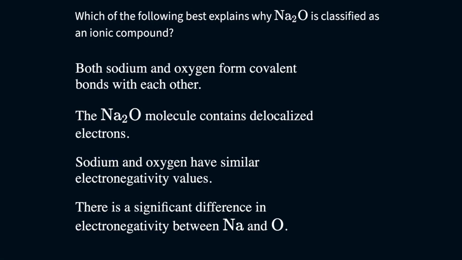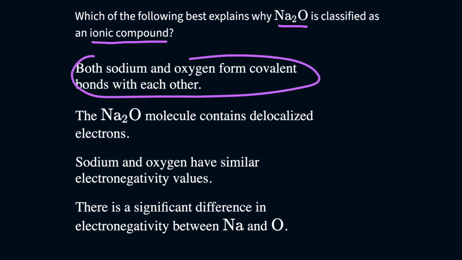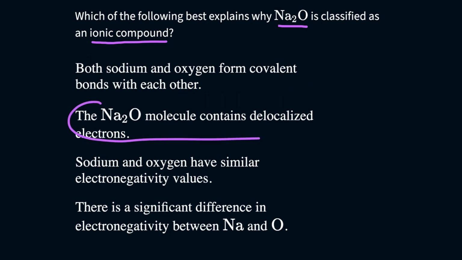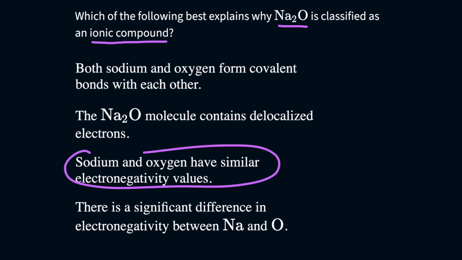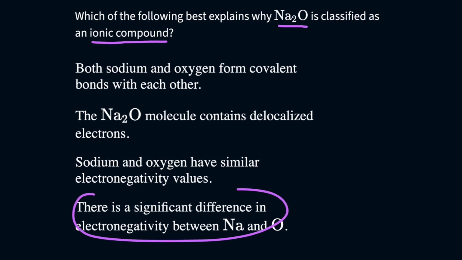Which of the following best explains why Na2O, so sodium oxide, is classified as an ionic compound? And then we have basically like a multiple choice. Would it be because both sodium and oxygen form covalent bonds with each other? Would the sodium oxide molecule contain delocalized electrons? Would sodium and oxygen have similar electronegativity values, or is there a significant difference in electronegativity between sodium and oxygen?